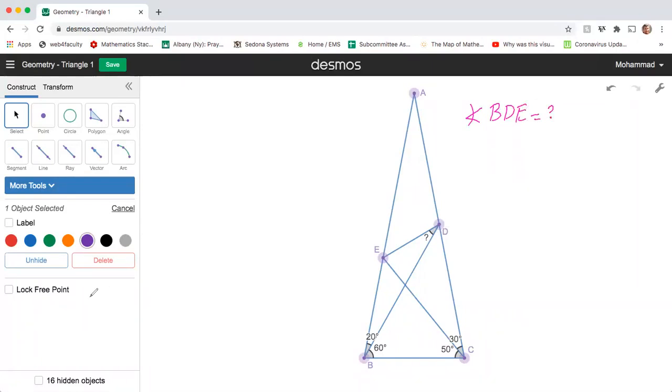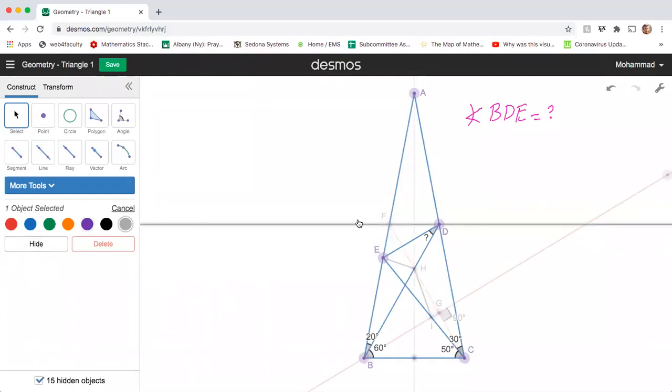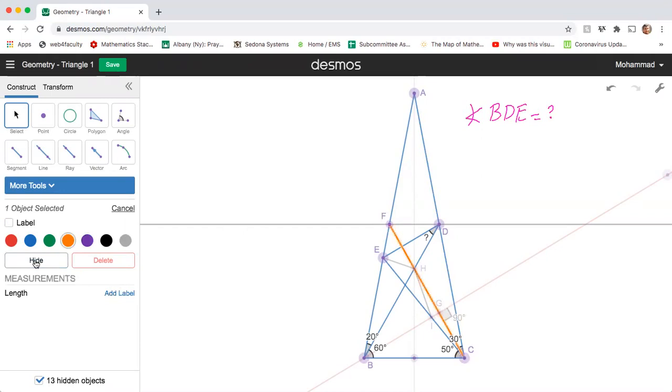First, we will draw a line through D that is parallel to BC. Call the intersection of that line with the segment BA F. Then we connect point F to point C. Call the intersection with the segment BD H. Connect H to E.